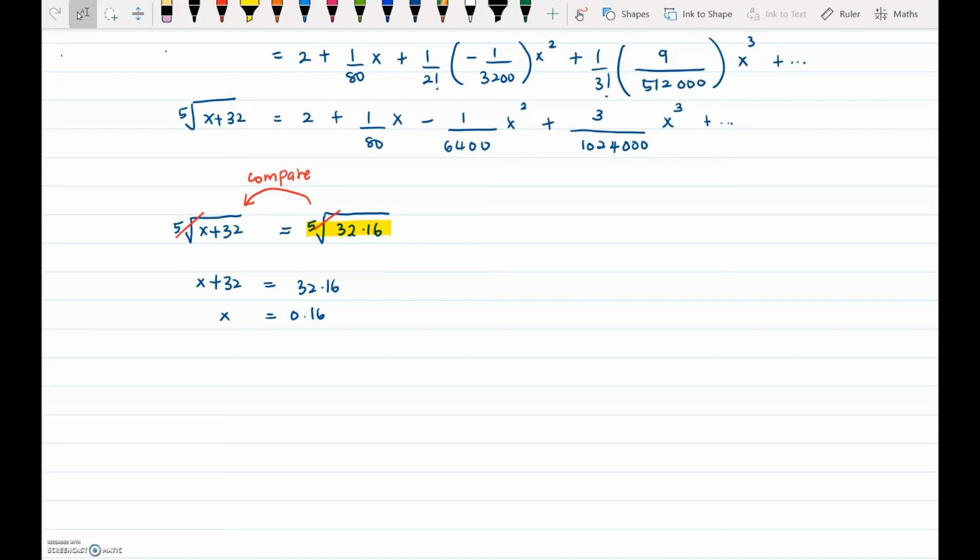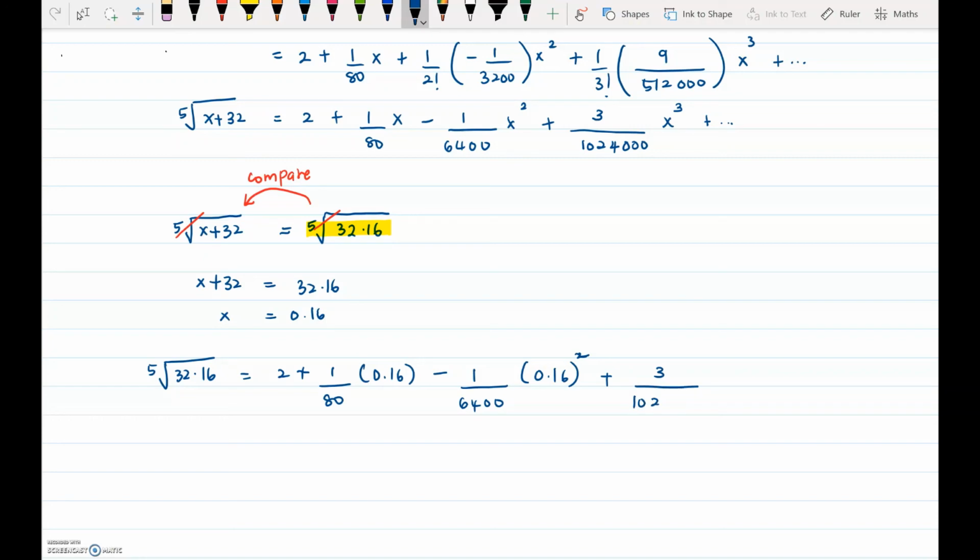Okay, substitute in the series, we will get root 5 of 32.16 will be 2 plus 1 over 80 times your x, which is 0.16, minus 1 over 6400 times 0.16 square, plus 3 over 1024000 times 0.16 cube, and the answer will be 2.002, which is correct to 3 decimal places.